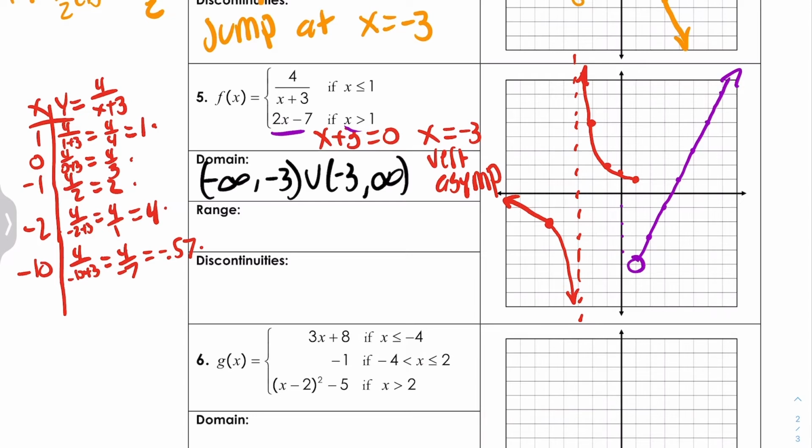For the range, with the red graph, since it goes the lowest, I'll start there. The red graph goes to -infinity. It goes up from there. The red one doesn't include 0, but if you follow that line across, the 0 is used by the purple graph, so that's not a real gap. The purple graph goes up to infinity, and so does the red one, and they overlap up here, so we don't have any gaps in the range.